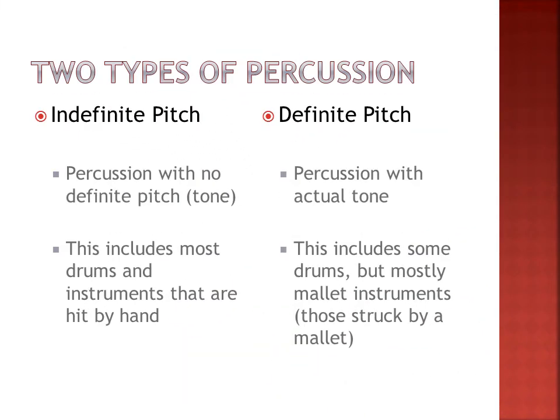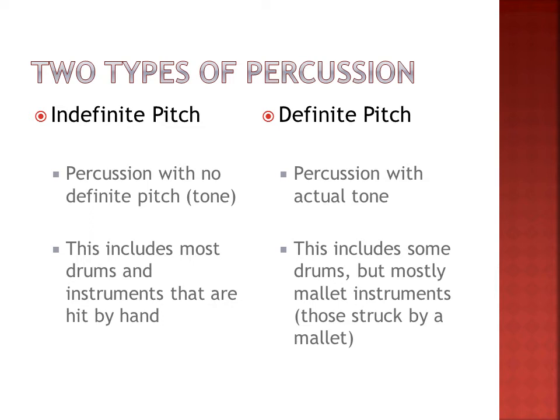There are 2 types of percussion. Percussion instruments that are creating indefinite pitches and percussion instruments that are creating definite pitches. The indefinite pitch category is percussion with no definite pitch or tone produced when striking the instrument. This includes most of the drums and instruments that are hit by hand.